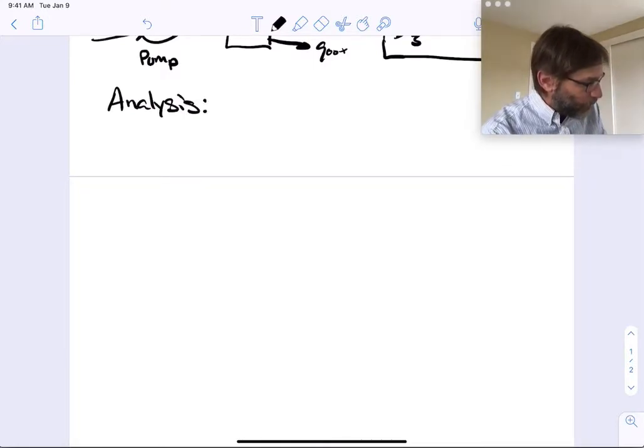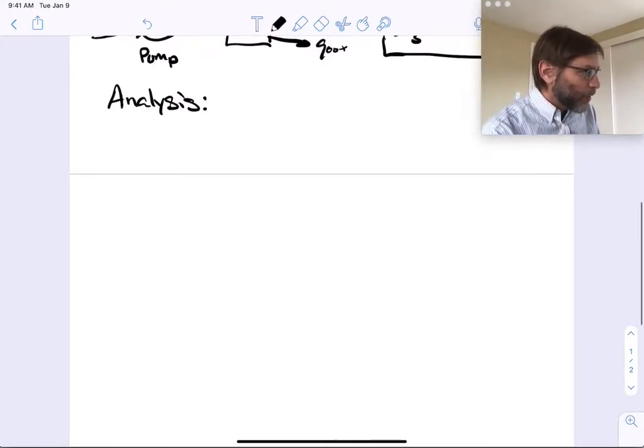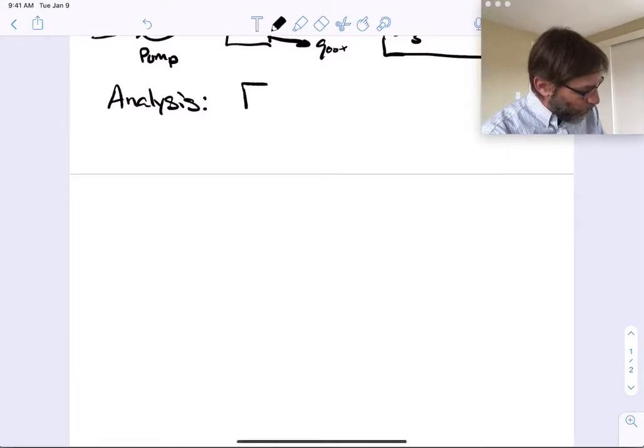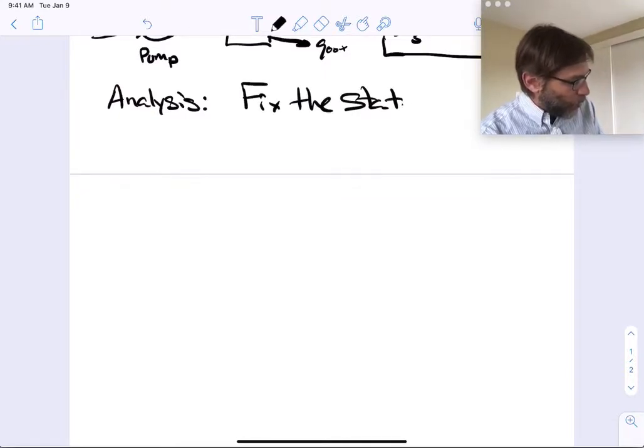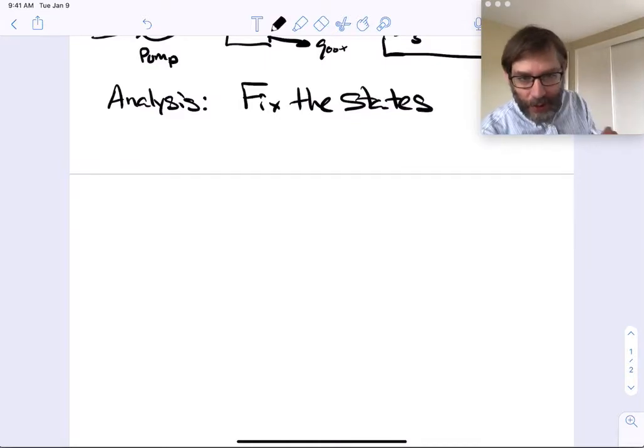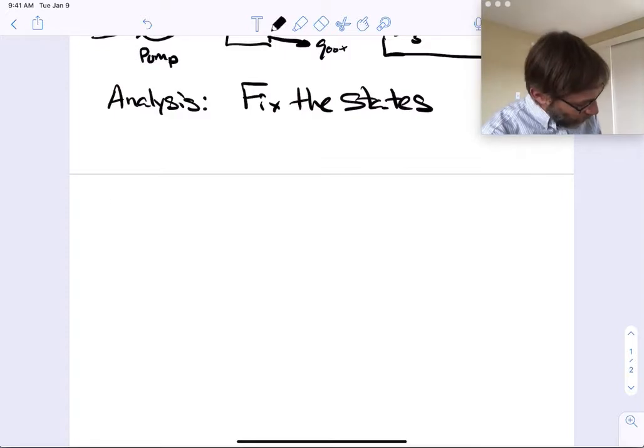So if we do our analysis, let's just fix each of the principal states. And you remember what I mean by fix, right? That means that we find all the conditions, so we know exactly what the thermodynamic states are.